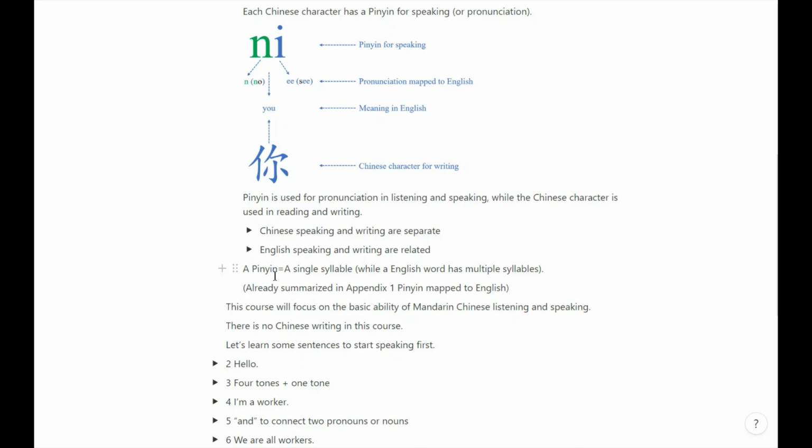A pinyin is a single syllable, while an English word has multiple syllables. This has already been summarized in Appendix 1, Pinyin Mapped to English.